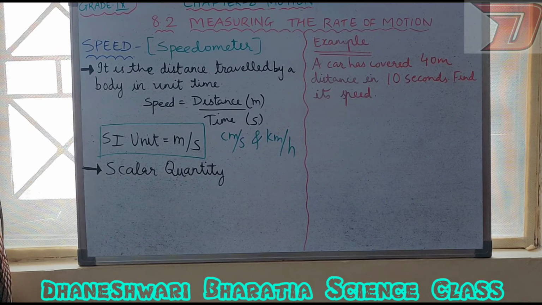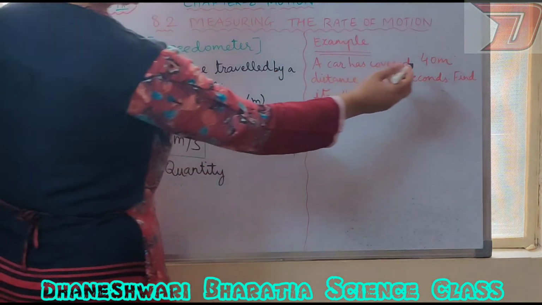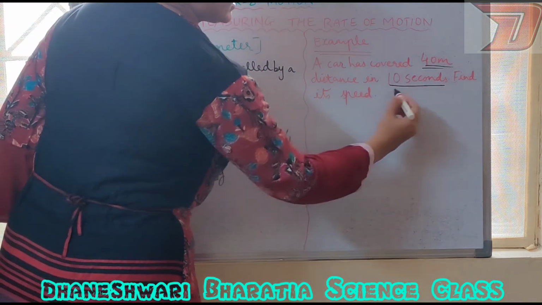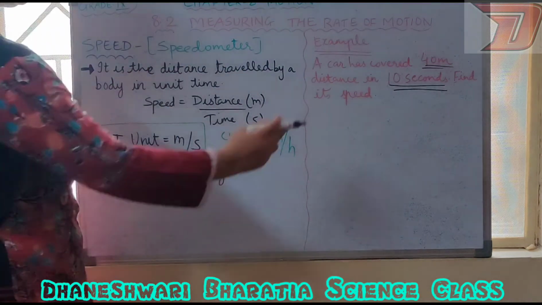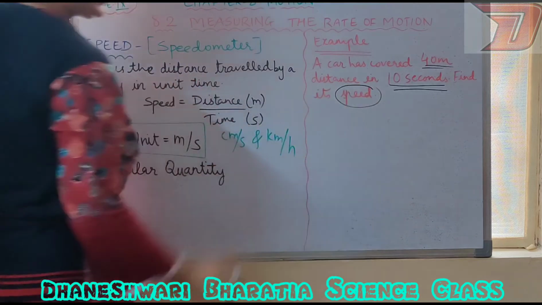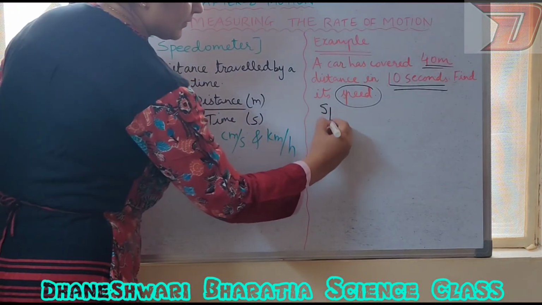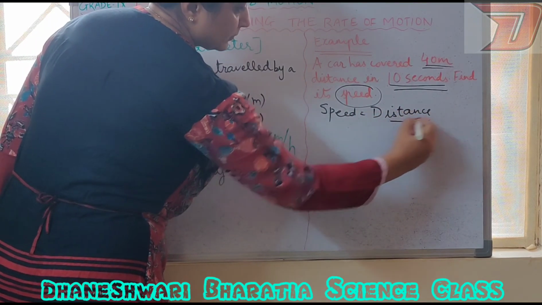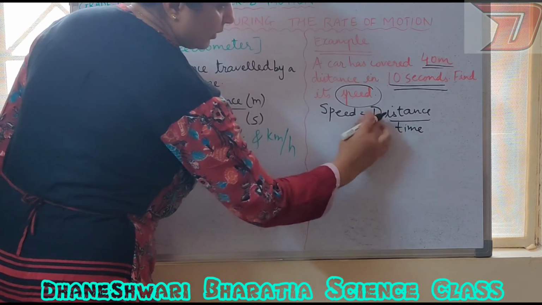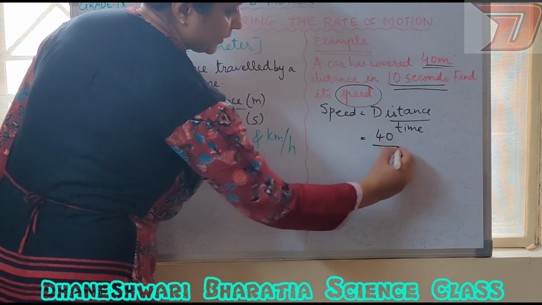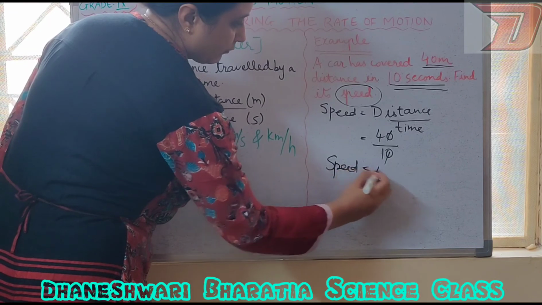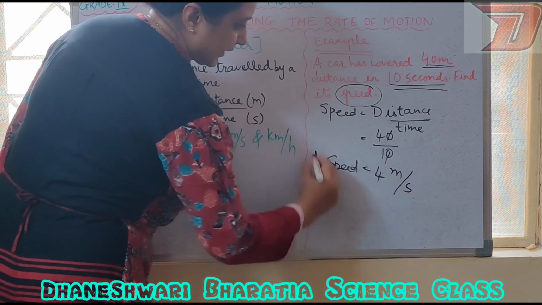Now here on the board you can see that one example is given to you, right? We will solve how to find the speed of the given object. A car has covered 40 meter distance in how many seconds? 10 seconds. So here distance is given, we need to find the speed. So we will use this formula: speed is equal to distance upon time. What is the distance given here? 40 meter. What is the time given here? 10. So the speed will be 4 meter per second.